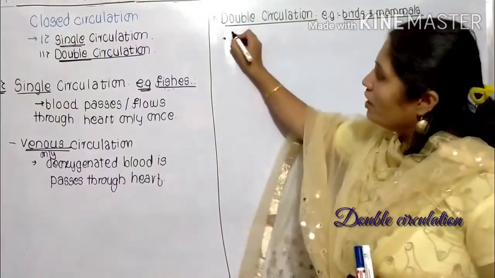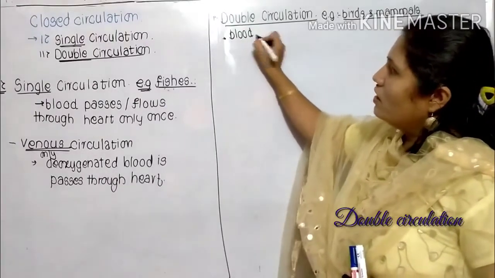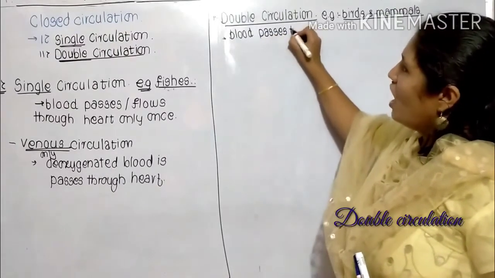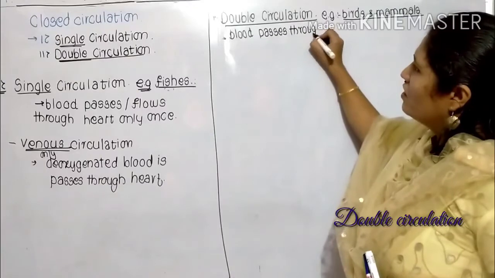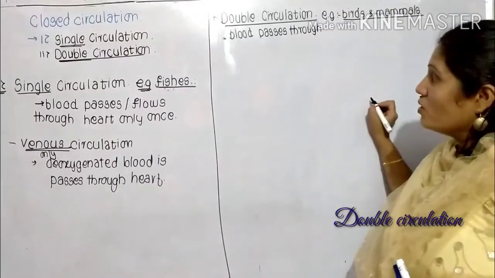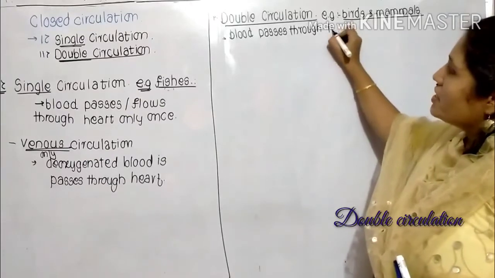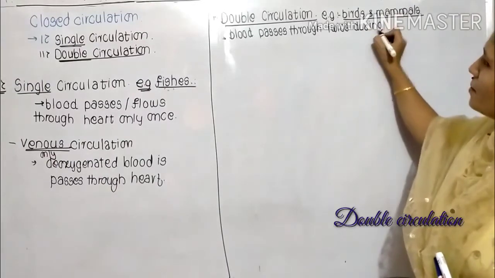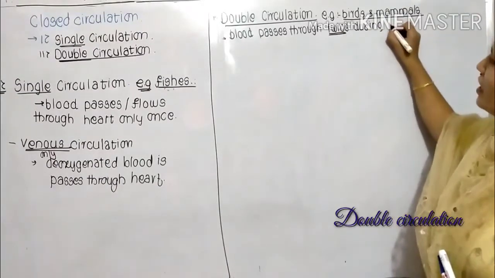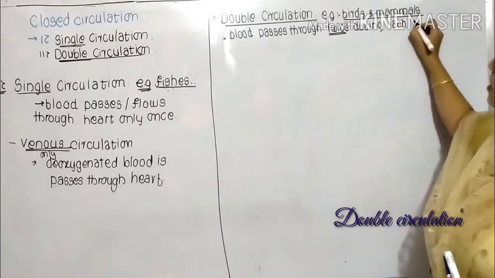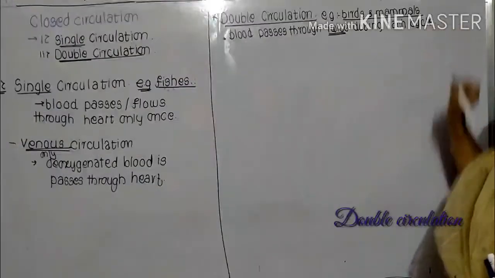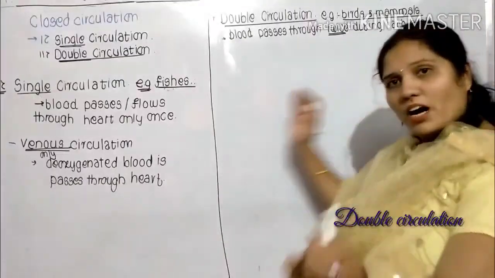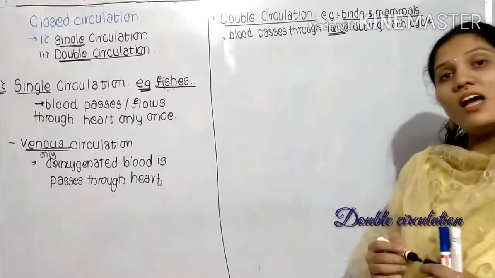Double circulation means that in this type of circulation, blood passes or flows through the heart twice during each cycle. Remember this word, twice during each cycle. That time it is known as double circulation. In both types, oxygenated blood is also passing through the heart, and deoxygenated blood is also passing through the heart.